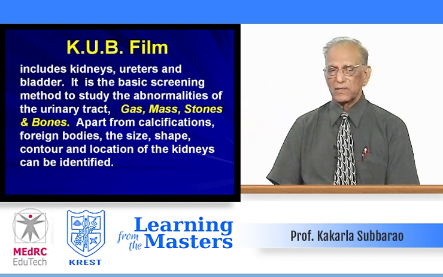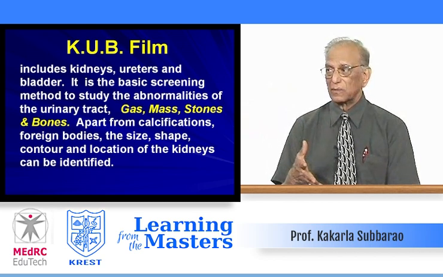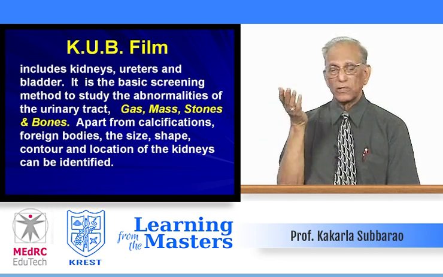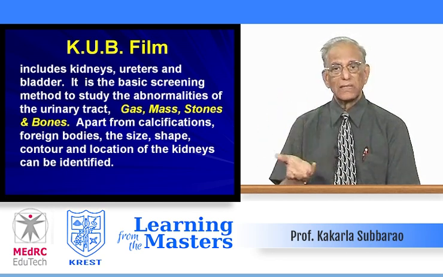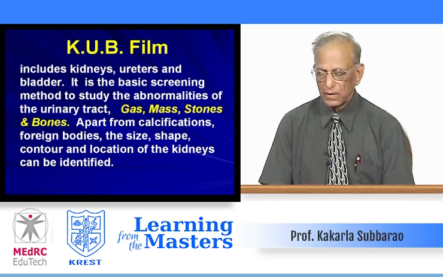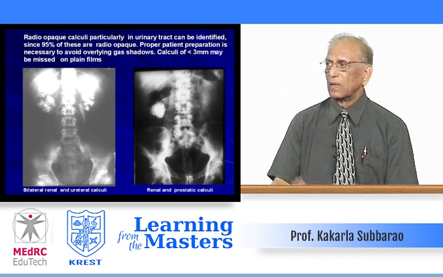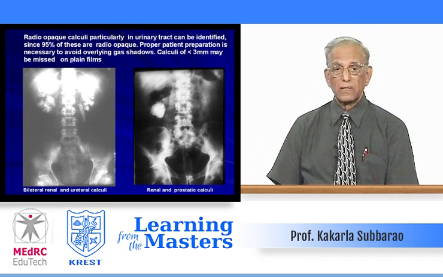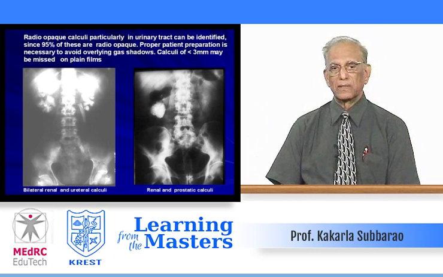Apart from calcifications, foreign bodies, swallowed pin, the size, shape and contour and location of the organs, particularly the kidneys, the spleen, the liver, could be assessed from preliminary KUB. Radiopaque calculi, particularly in the urinary tract, can be identified easily, since 95% of the calculi of the urinary tract are radiopaque. Only 5% consists of uric acid and the cystine type of stones.